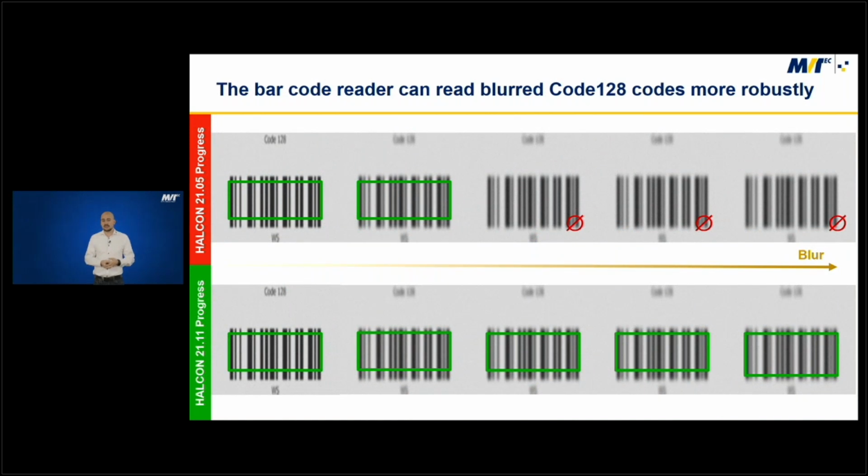For you to get a little bit of an impression, in this example on the top, you see one code which is synthetically blurred, and you see after the first two examples, Halcon 21.05 was not able to read this code anymore. With Halcon 21.11, you are now able to read such kind of codes, even with very high blur inside the image.